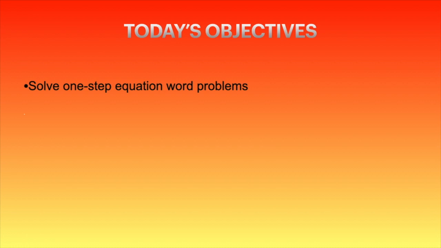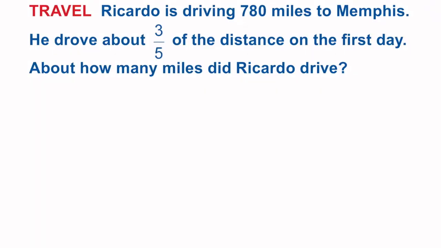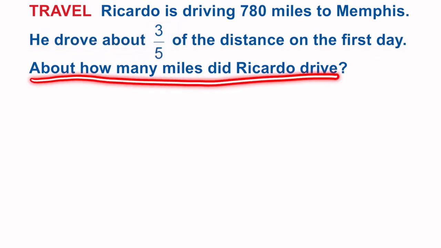The objective of this lesson is to solve one-step equation word problems. So let's look at the first word problem. It says Ricardo's driving 780 miles to Memphis. He drove about 3/5 of the distance on the first day. About how many miles did Ricardo drive?